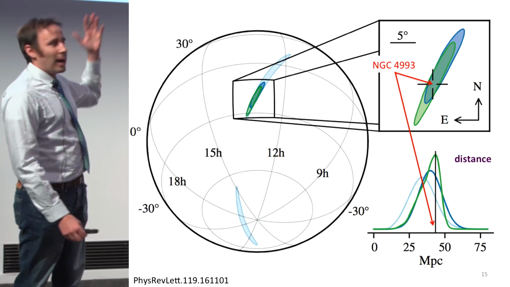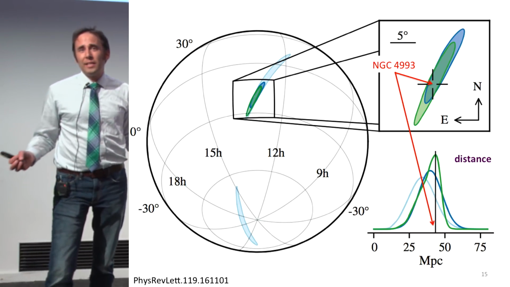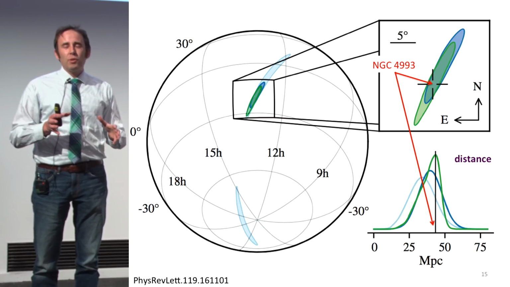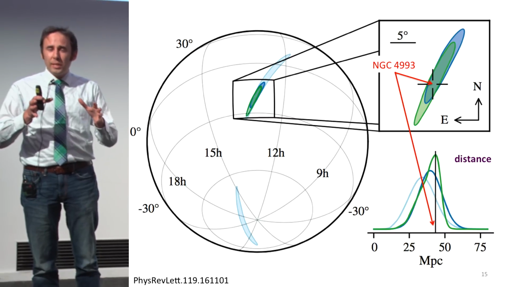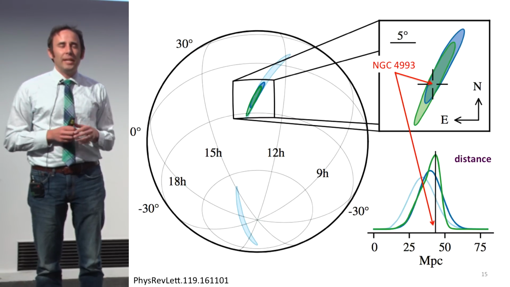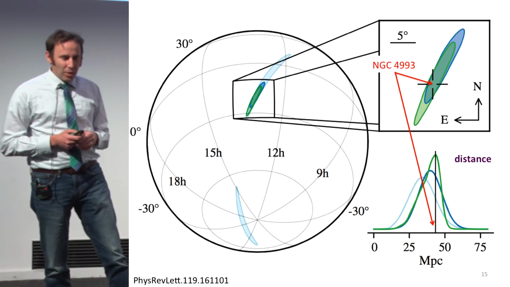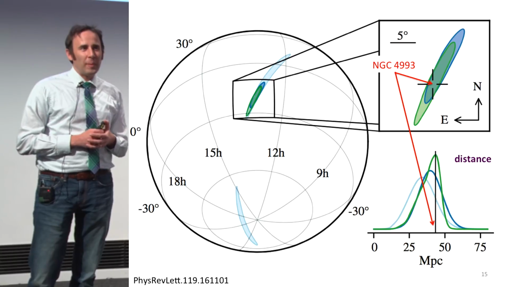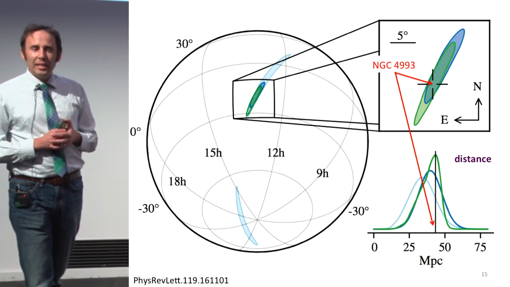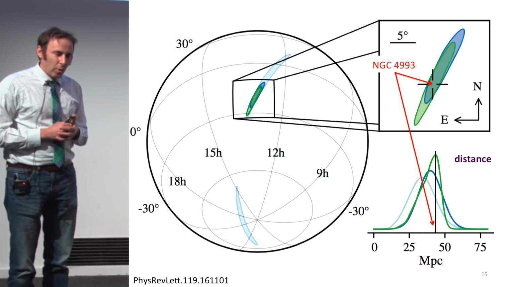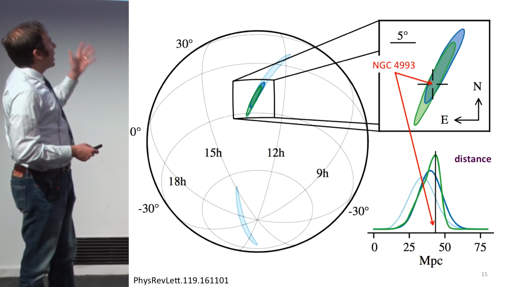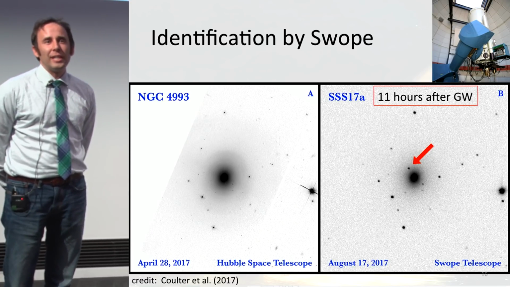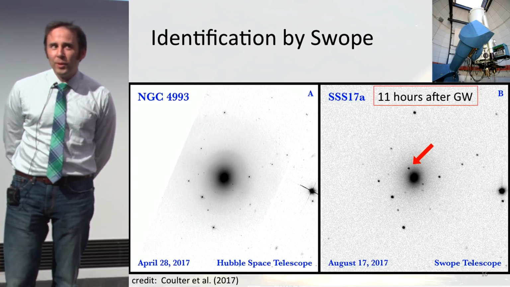And inside this little patch of sky, there were many galaxies that could have been the host to this gravitational wave event. So what most of these astronomy groups did is they pointed their telescopes at each of these galaxies in turn. And one of these galaxies is NGC 4993, which is an elliptical galaxy. And one group called SWOPE, pictured here on the top right of this slide, eventually saw something remarkable.